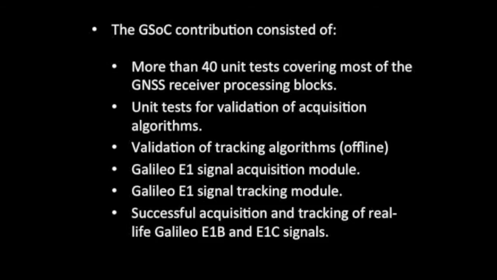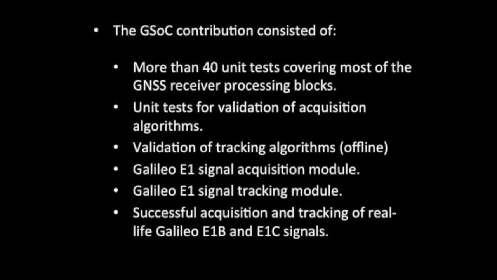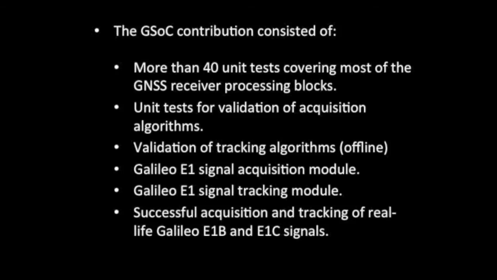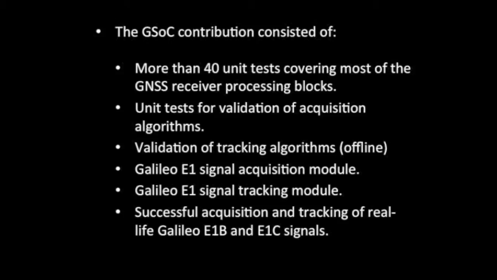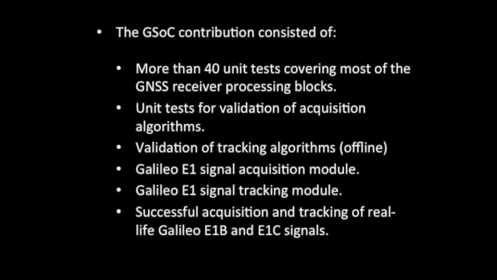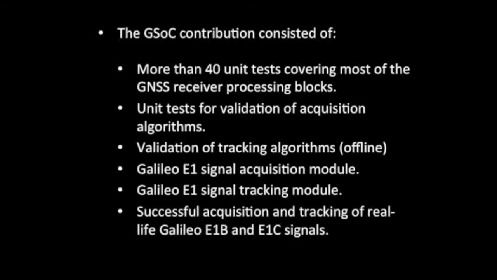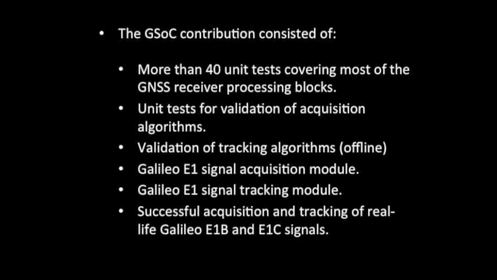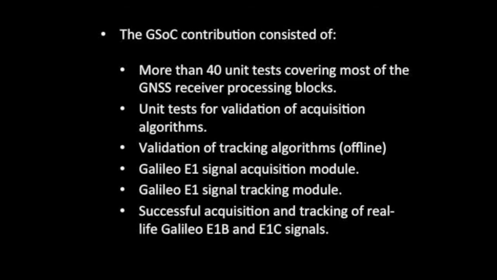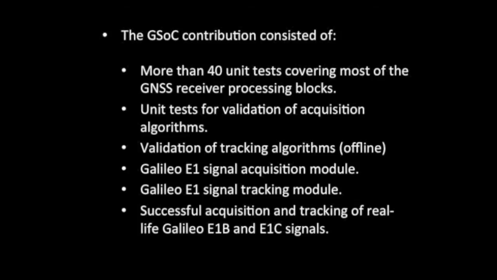The Google Summer of Code contribution consisted of the following: more than 40 unit tests covering most of the GNSS receiver processing blocks, unit tests for validation of acquisition algorithms, validation of tracking algorithms offline, Galileo E1 signal acquisition module, Galileo E1 signal tracking module, successful acquisition and tracking of real-life Galileo E1B and E1C signals.